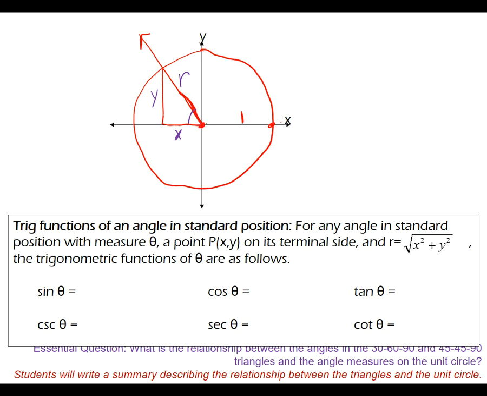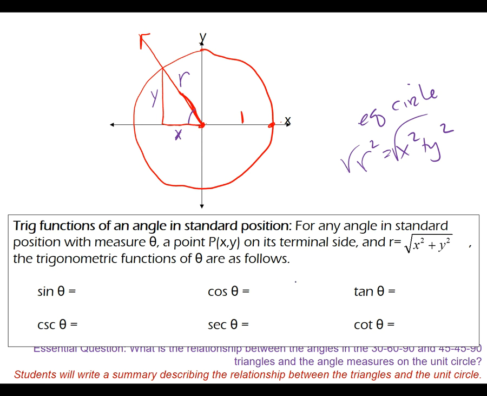Alright, so let's talk about what it says about trig functions. Trig functions of an angle in standard position: for any angle in standard position, a point P(x, y) is on the terminal side and r equals this. Really what this is saying, back in geometry you learned the equation of a circle. All this was the equation of a circle, right? Because all they did was take the square root of both sides. The equation of a circle centered at 0, 0 is x squared plus y squared equals the radius squared.